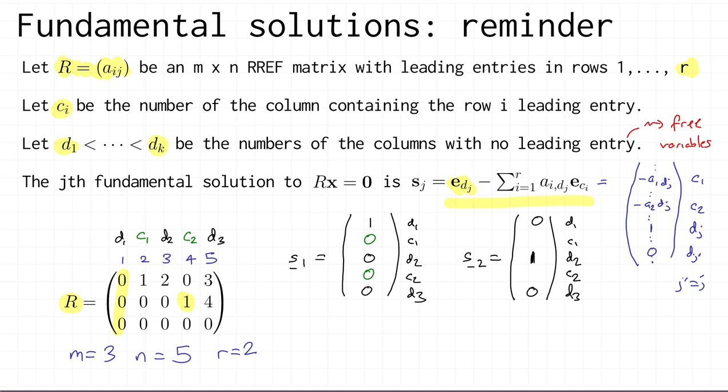And then let's try a different color here. C1 should be minus the entry in row 1, so we would have a minus 2 here, and C2 will be minus the entry in row 2 of the column just here. So that will be a 0. So here we would have a 0. Okay, so that's our second fundamental solution, and then the final fundamental solution, S3.